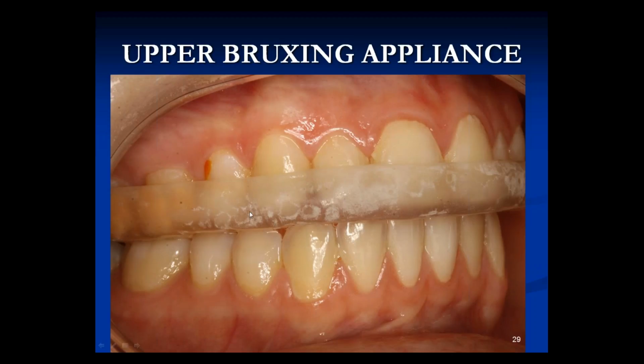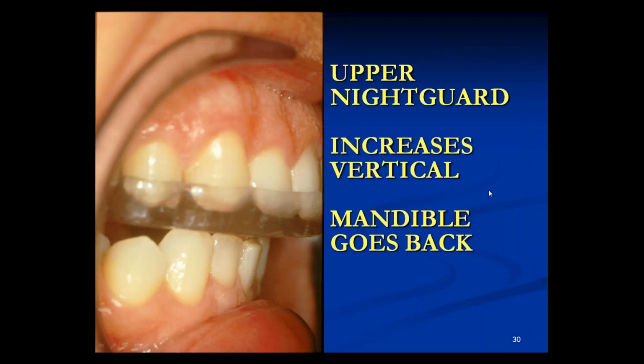Here is an upper bruxing appliance. Okay? It's a night guard. It's a bruxing appliance. It's a flat plane splint, whatever you want to call it. Okay? It's supposed to stop the patient from grinding their teeth. Okay? But as I told you, it causes the jaw to go back, which is very bad for the TMJ.